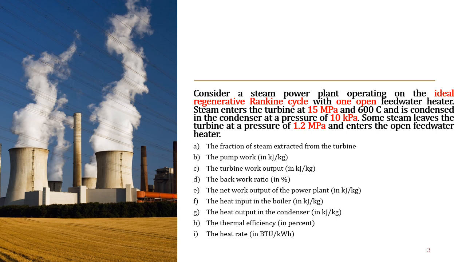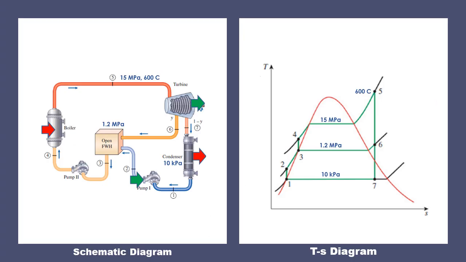So this problem is an ideal regenerative Rankine cycle, and we are given one open feed water heater. It's given that we have 15 megapascal as our boiler pressure. We are also given 10 kilopascal, the condenser pressure, and 1.2 megapascal, the pressure at the open feed water heater. So let us draw the equivalent schematic diagram as well as the TS diagram for this problem.